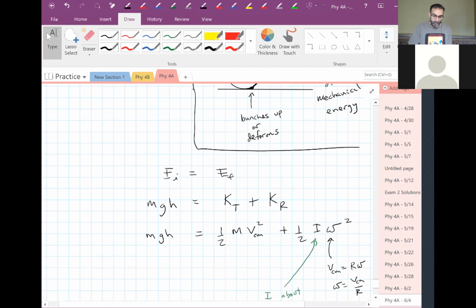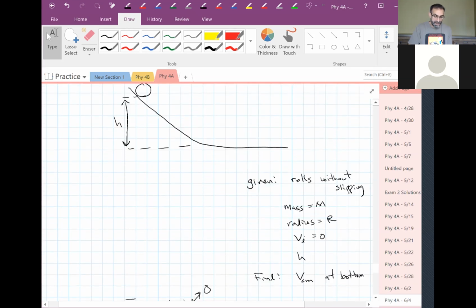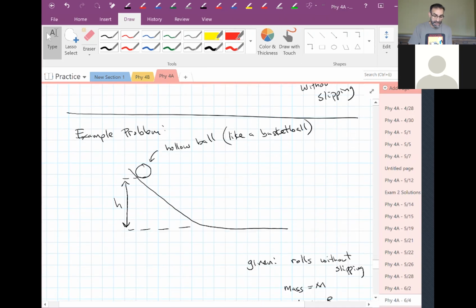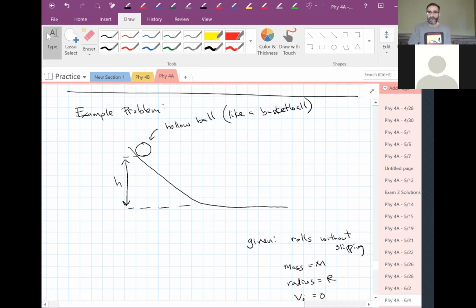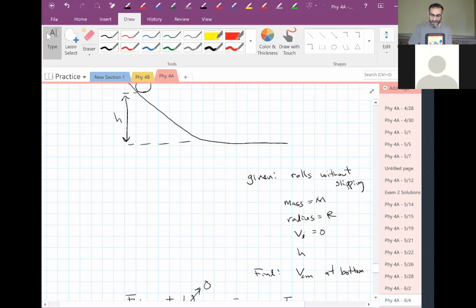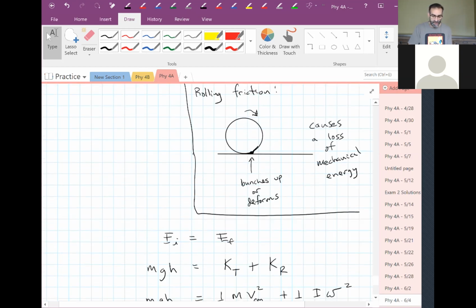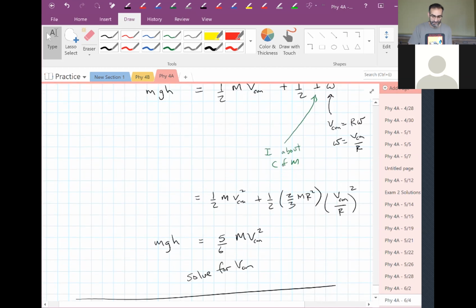So we're getting to that point now where it's getting more interesting here. We've got real objects rolling down hills. We've got pulleys that have mass. We're able to deal with a lot more real world situations now. Okay, this is a good stopping point.